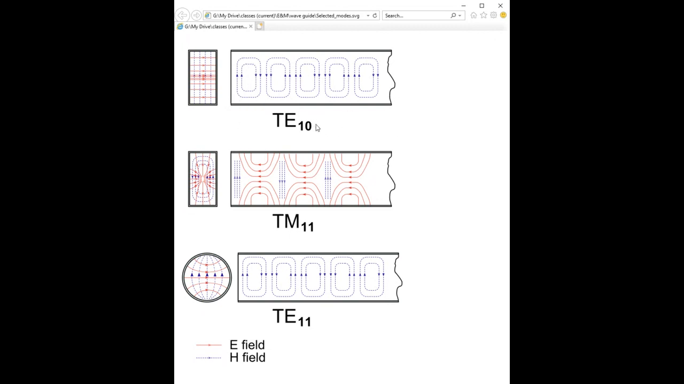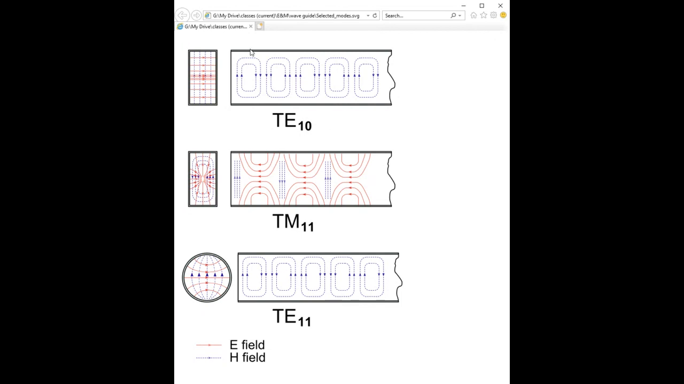And so we label the modes a couple different ways. We would label them by whether the electric field is transverse or the magnetic field is transverse. Our regular waves in empty space, or in areas that aren't confined, basically in other materials, are transverse electric and magnetic. So those would be called TEM waves.